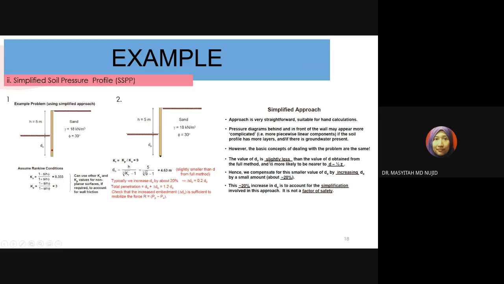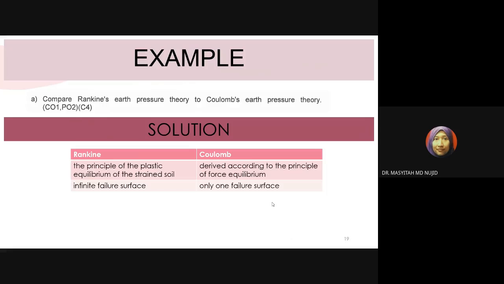The value of d naught is slightly less than the value of t obtained from the full method and is more likely to be nearer to d minus half z. Hence, we compensate for the smaller value of d naught by increasing it by a small amount, about 20%. This 20% increase in d naught is to account for the simplification involved in this approach, and it is not a factor of safety.